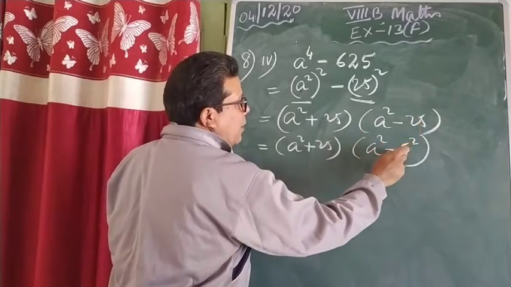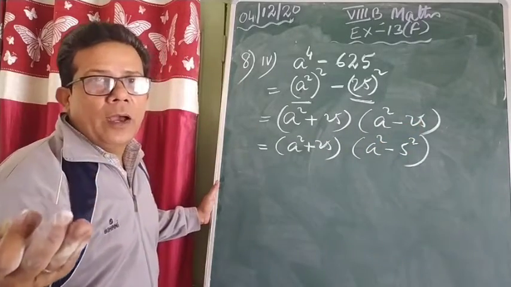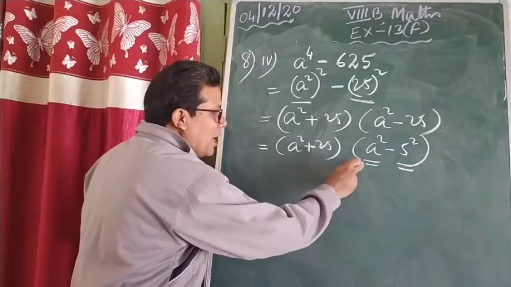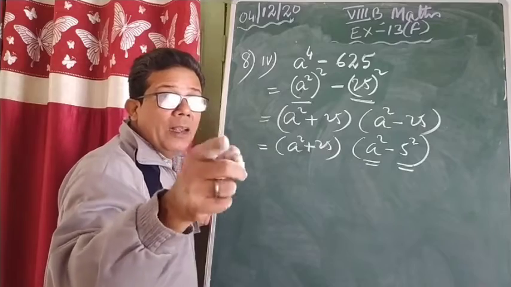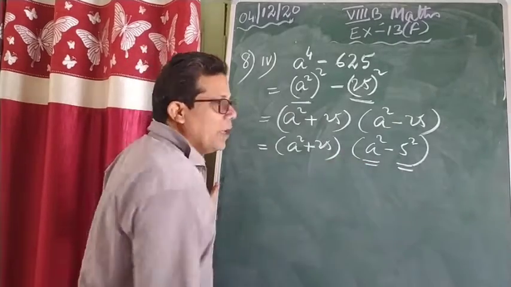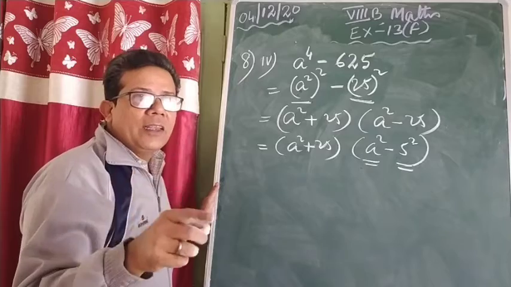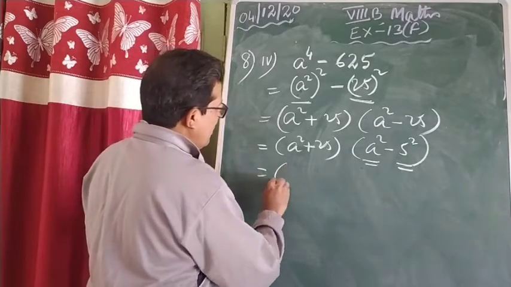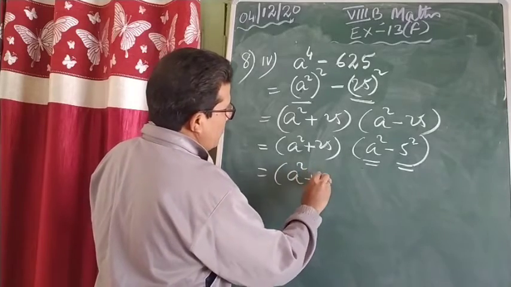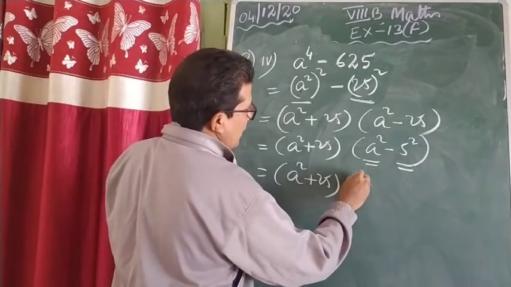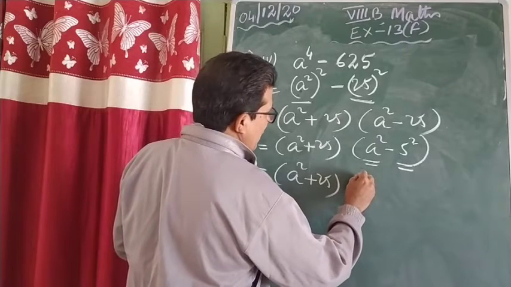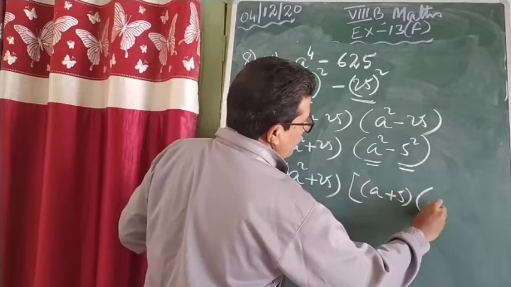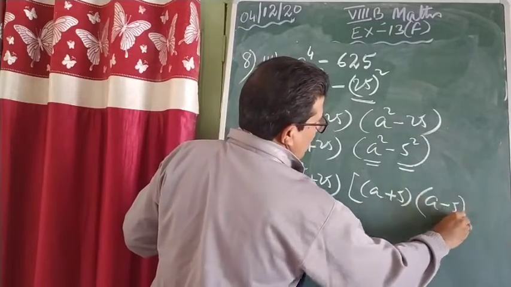So 25, I convert it into the term of 5 square. So what does it come to? This one is A, this one is B. So it comes in the form of a square minus b square. So when it is in the form of a square minus b square, you can write it a plus b into a minus b. So this one as it is, beta, a square plus 25. And this one, beta, if I do it here, a plus b into a minus b.